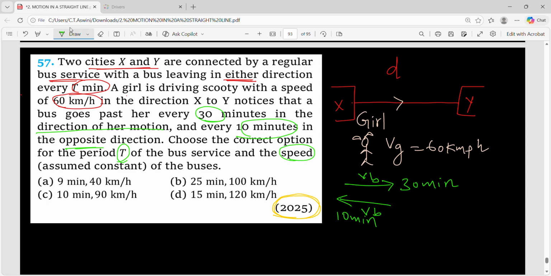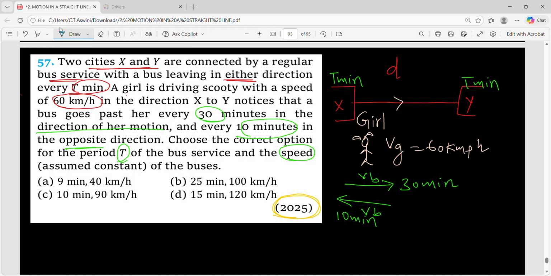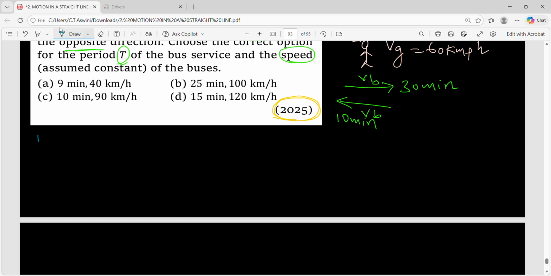Choose the correct option for the time period of the bus and the speed of the bus. So you have to find the speed of the bus and also the time period t, because after every t minutes the buses will leave the X stop and Y stop. You have to find this t and the speed of the bus. Just see the question once again. Read it once. We'll split it into two cases.